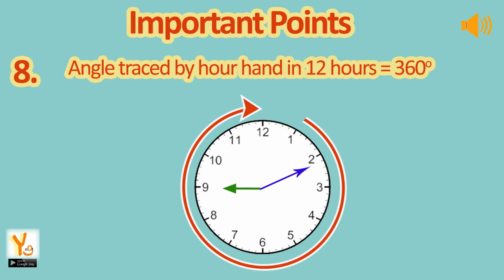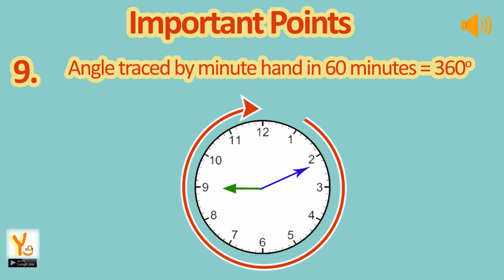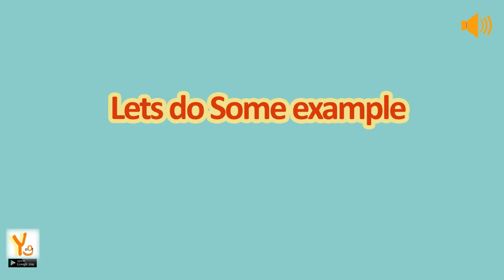Angle traced by hour hand in 12 hours equals 360 degrees. Angle traced by minute hand in 60 minutes equals 360 degrees. Let's do some examples.